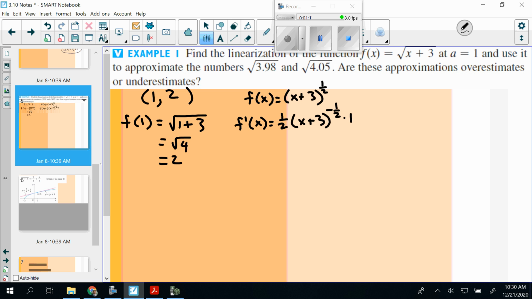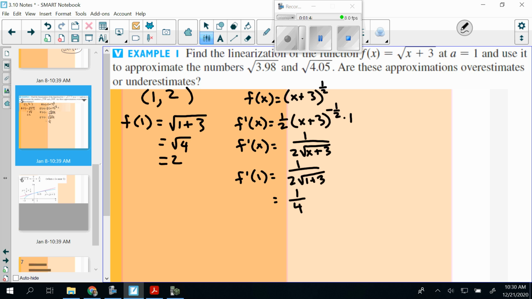All right, so now what's the slope right at 1 here? I'm going to first rewrite this a little bit better. So this would be 1 over 2, and then negative 1/2 is the same as square root in the denominator of x plus 3. So what is this slope at 1? Square root of 1 plus 3, or square root of 4, is 2. And so on the bottom here, we got 2 times 2, or 4. So our slope is 1/4.